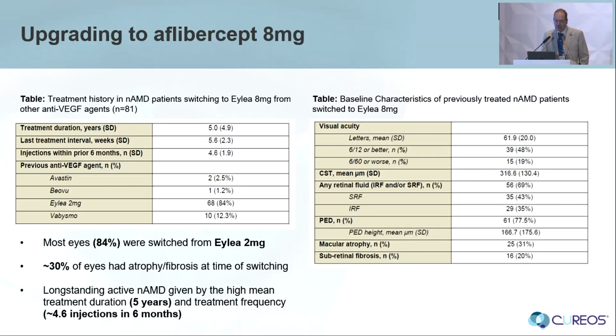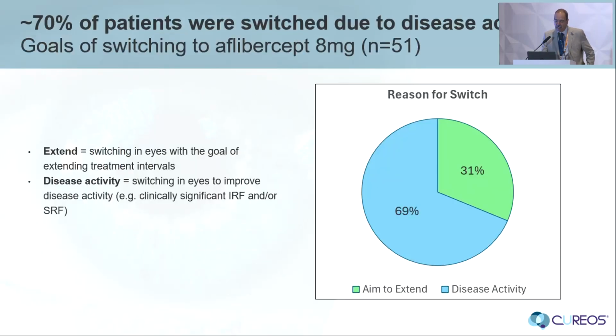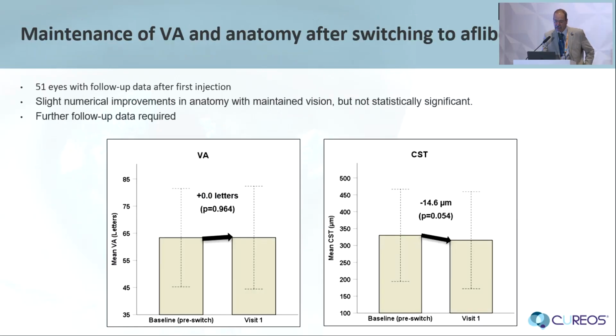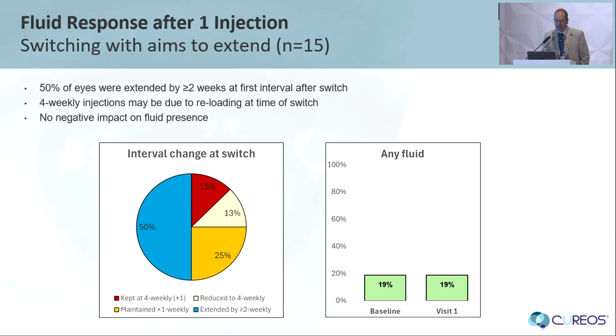So really, when we see that in this group of patients, when we upgrade, these are the group of patients who we upgrade to aflibercept 8 milligrams from some other drug, although most of them were switched from 2 milligrams to 8 milligrams. And the reason for the switch, a third of them was to do with the idea of extension, but most of them weren't getting a handle on the disease activity. And we found that one could actually keep the anatomy and visual acuity at least maintained, and found that there was a good response to switching even after one injection, as we saw in the naive patients.